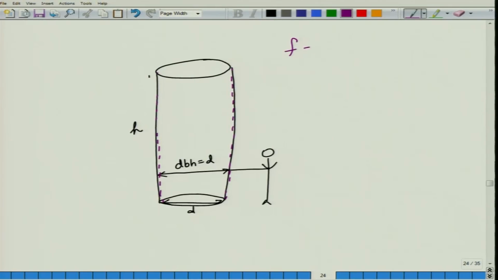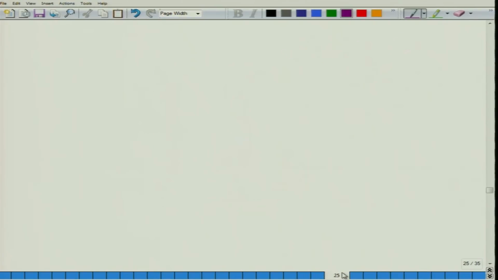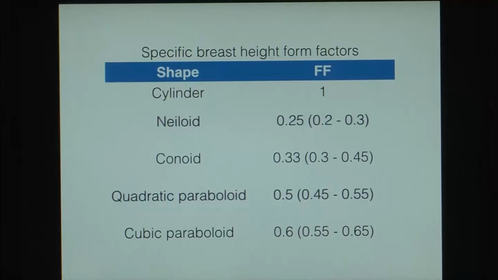So, your form factor would be volume of the cylinder divided by volume of cylinder, which will be equal to 1. So, the breast height form factor in the case of a cylinder is 1. Now, let us calculate the breast height form factor in the case of a cone.